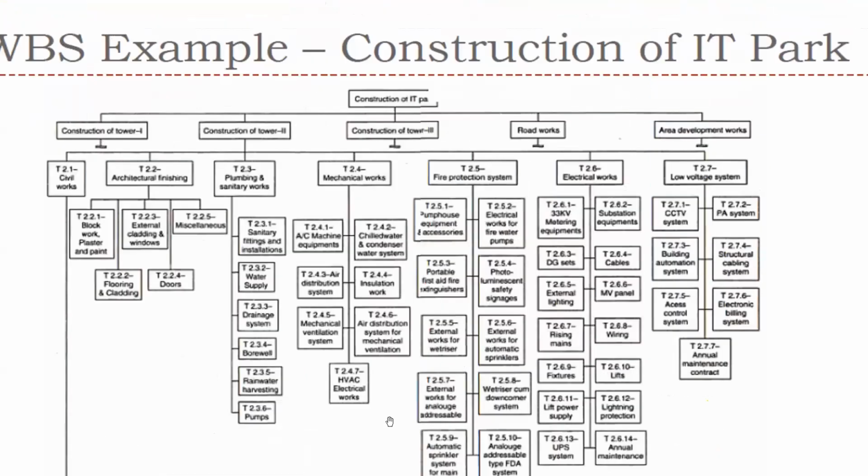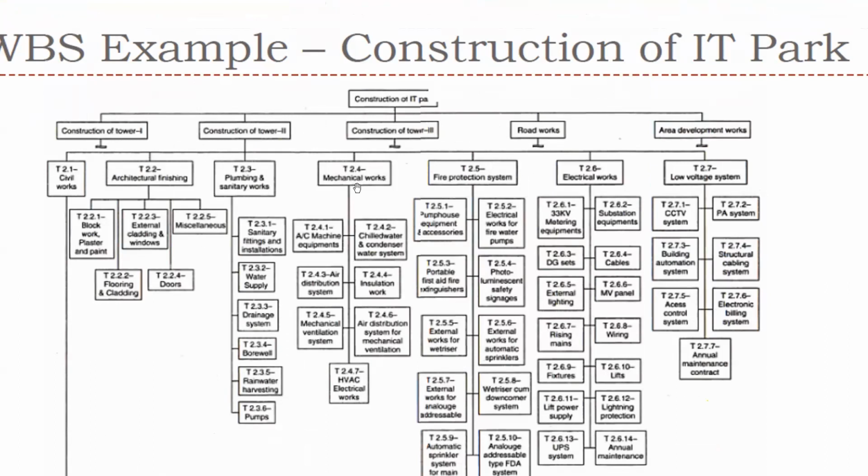So this is known as work breakdown structure. This architectural work, they have divided into 5 different packages. Plumbing work, they have divided into sanitary fitting, water supply, drainage system, borewell, rainwater harvesting pumps, all these things.